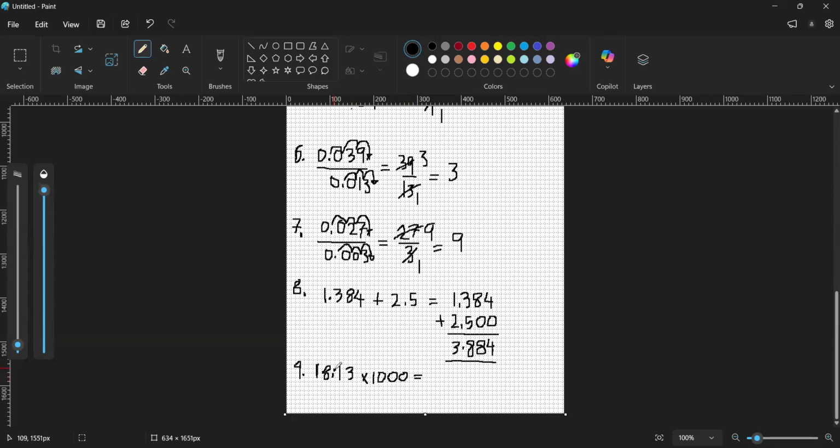So 18.13 is going to become this after the multiplication. Don't forget, you have to do one more decimal jump for this scenario. So it's going to become 18130, that's 18,130. Did you get that?